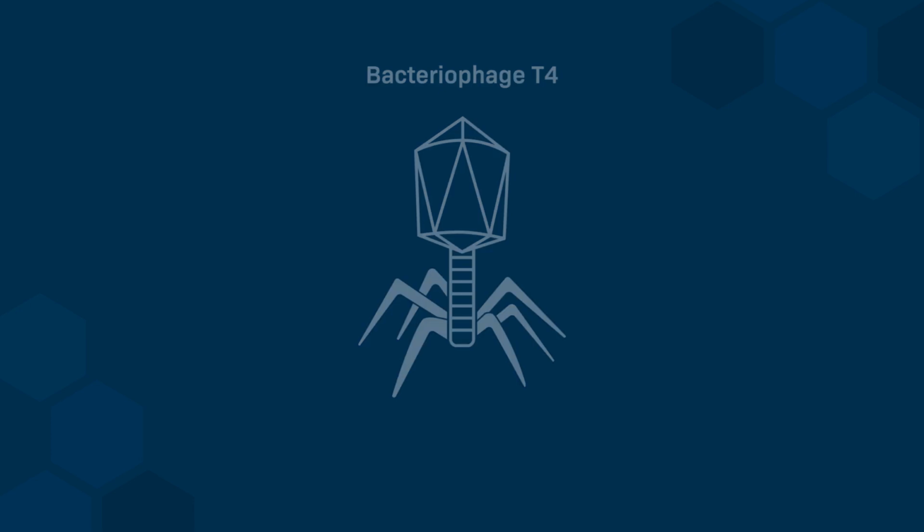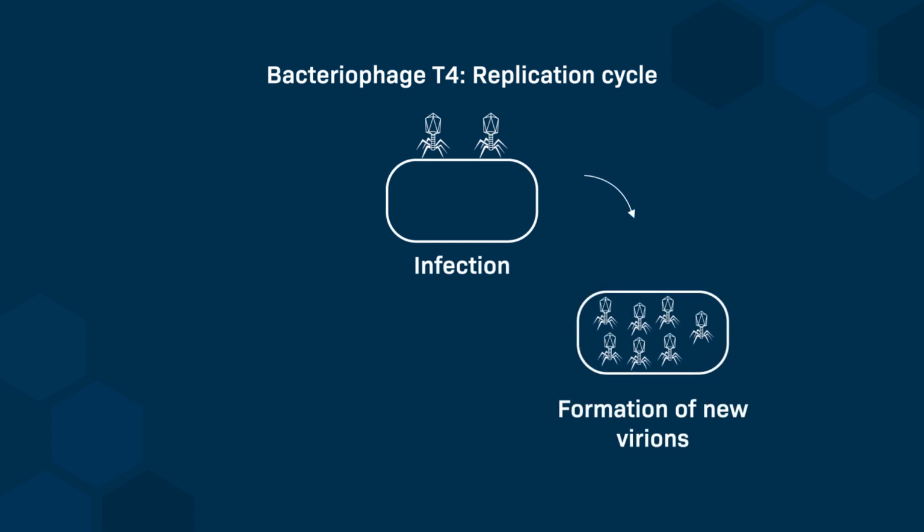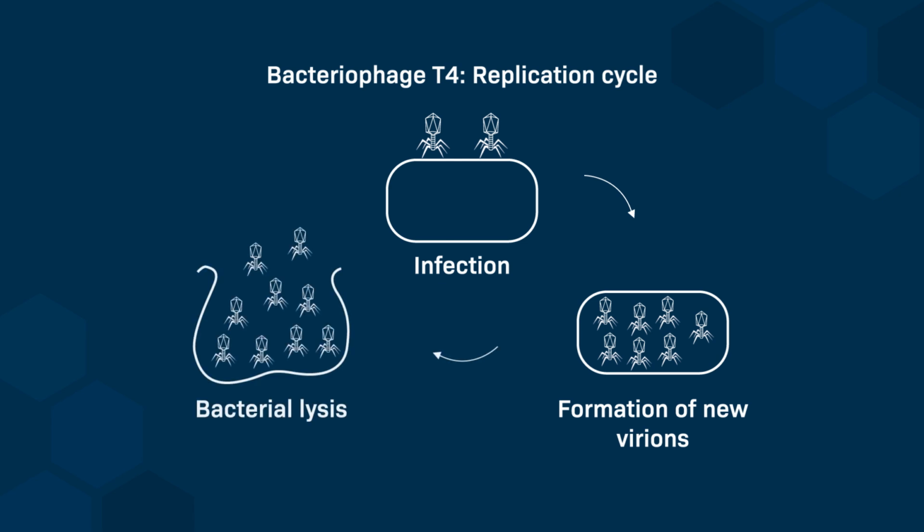If you look at the replication cycle of the T4 bacteriophage, it begins with the injection of its genome into the bacteria, followed by a large accumulation of new bacteriophages inside the bacteria. The bacteriophage genome codes for lytic enzymes that cause the lysis of bacteria and the release of new bacteriophages capable of infecting neighboring bacteria.